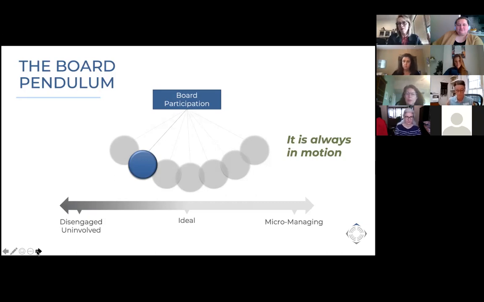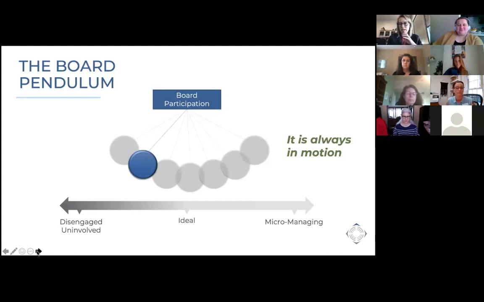Disengagement, I see more often when you've got a very highly competent staff, quite frankly, which is a good thing. But then the board feels like, I'm just here to listen and advise and not really engage in a significant way. So that's typically where I would see that pendulum swinging in terms of the life cycle of an organization. But it's always moving. It's always moving.